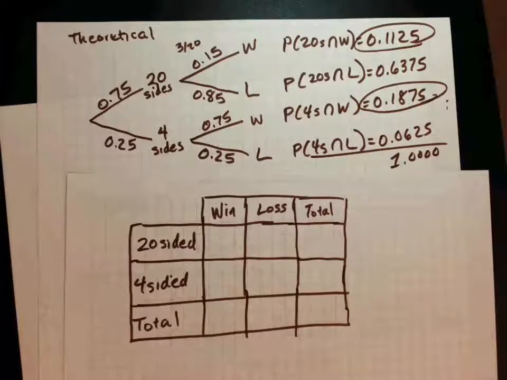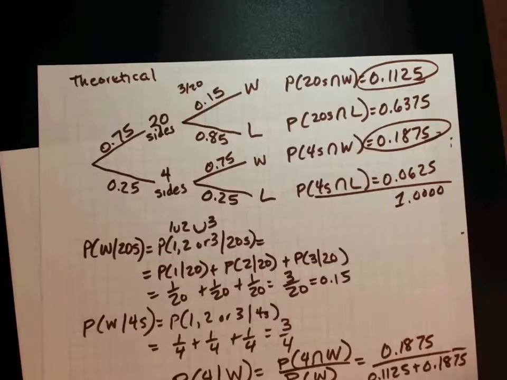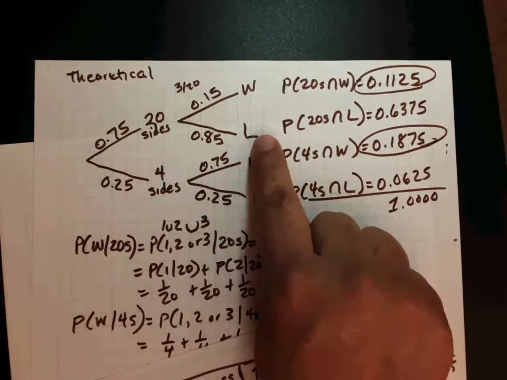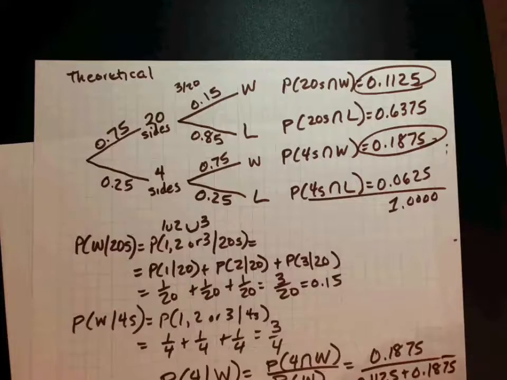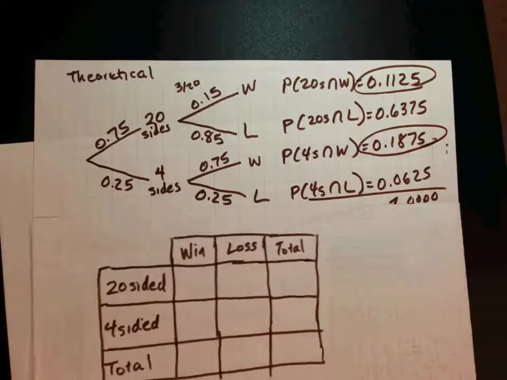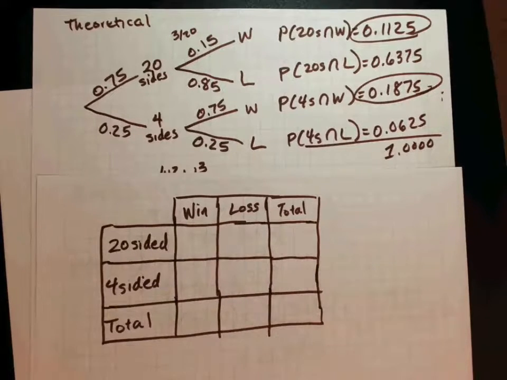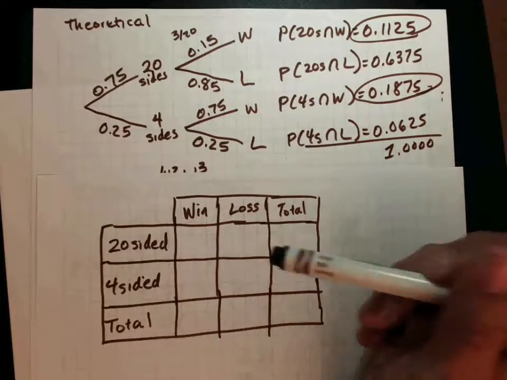Alright, so we made this tree chart right here. And what we're going to look at is taking that tree chart and changing it back into a contingency table. If you might recall, these are called contingency tables. So the question is, what number could I put here?